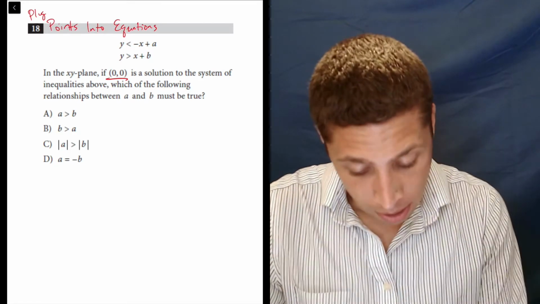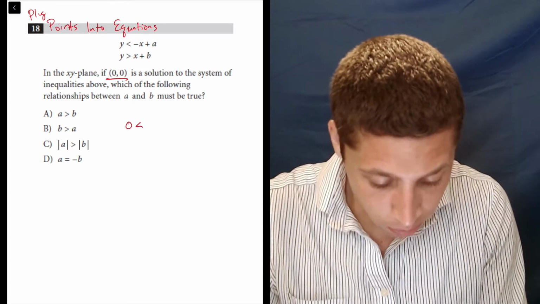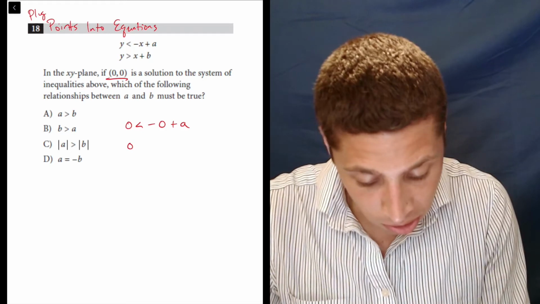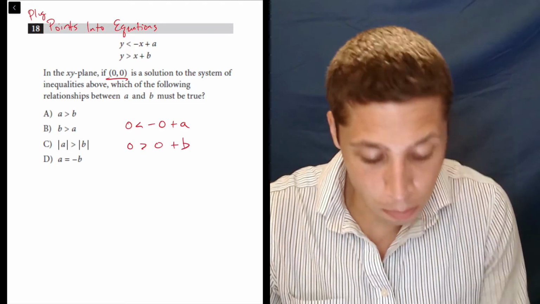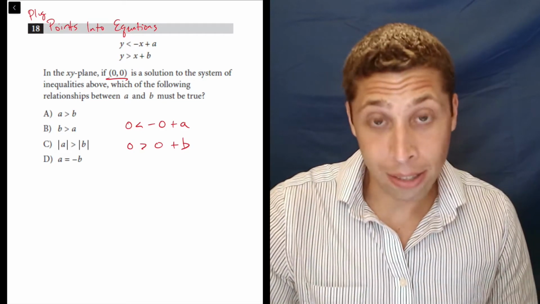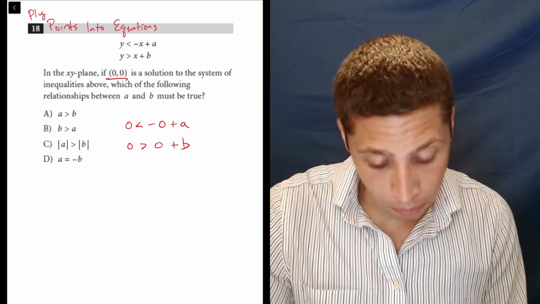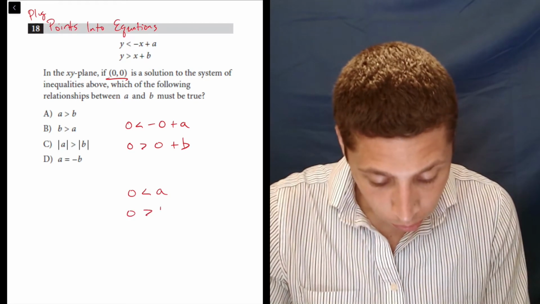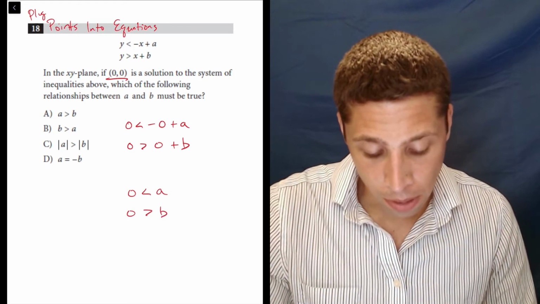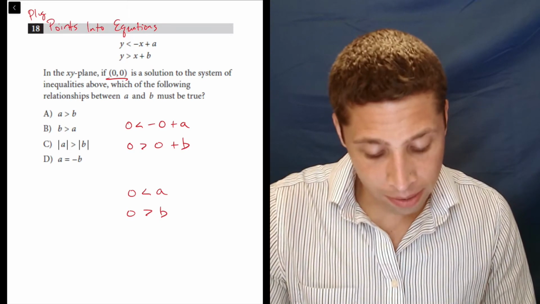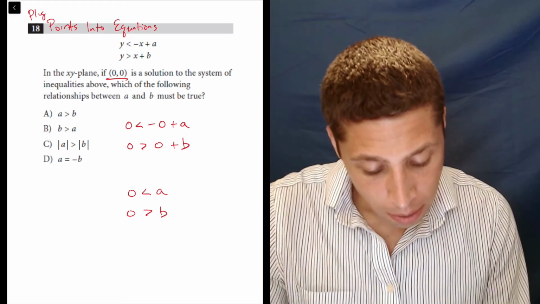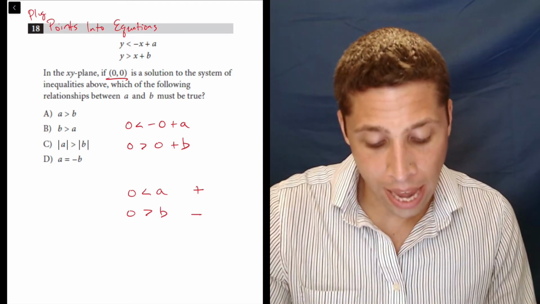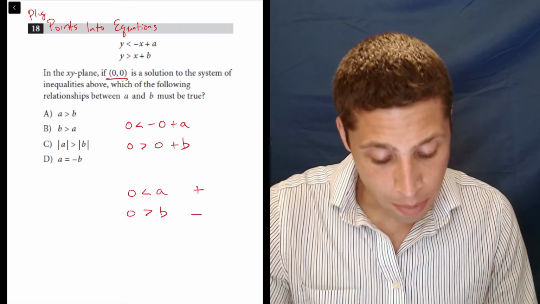So, okay. That makes this first inequality, 0 is less than negative 0 plus a, and the second inequality, 0 is greater than 0 plus b. Well, 0 makes a lot of things go away, so we can clean this up further. 0 is less than a, and 0 is greater than b. So what does that mean? That means that a has to be positive, and b has to be negative. Right? A is greater than 0 and B is less than 0.